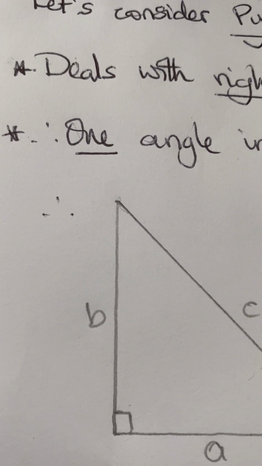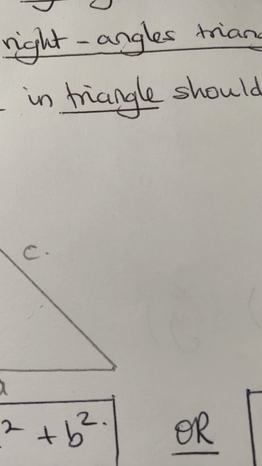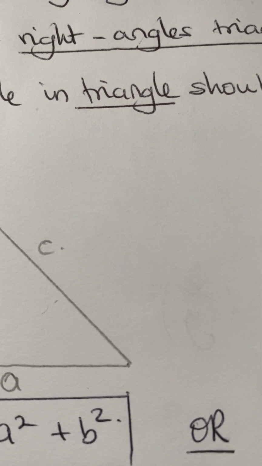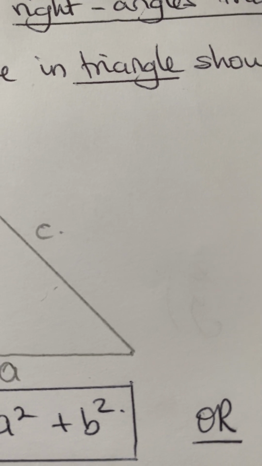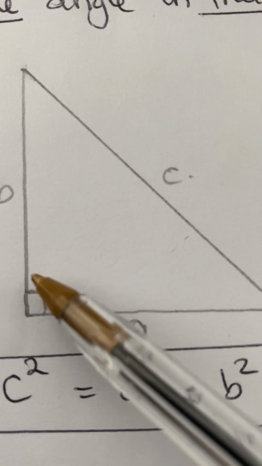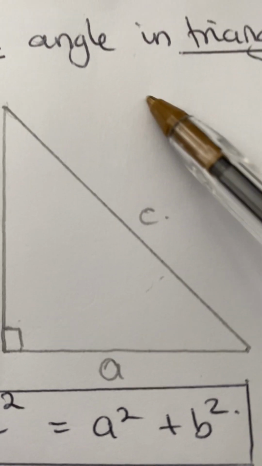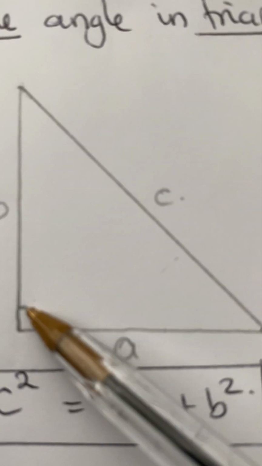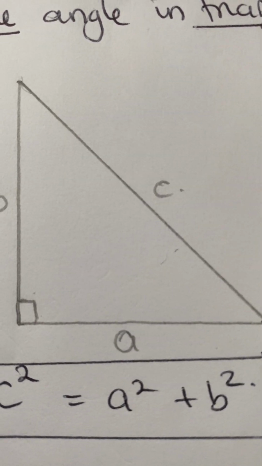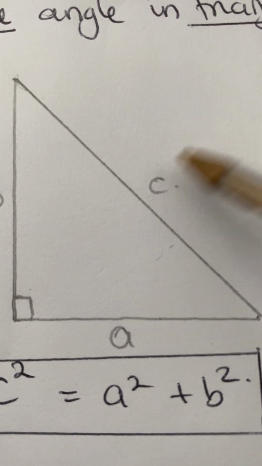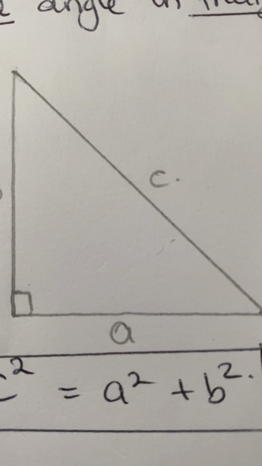And he came up with a theorem. One angle in the triangle should be 90 degrees for you to use Pythagoras theorem. For instance, in this diagram the angle here is 90 degrees, but the diagram is not to scale. I've measured the angle as 90 degrees, but the lengths are not to scale.